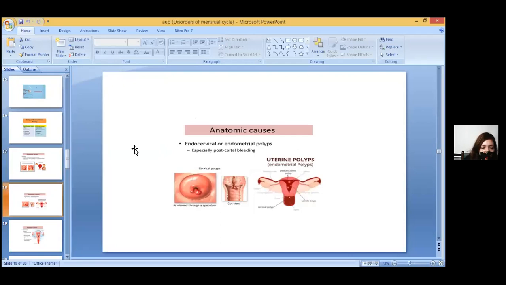Okay. Other anatomical causes are the endocervical or the endometrial polyps. So endocervical or endometrial polyp means there is an outgrowth of the tissue in the uterus or the cervix. The endometrial polyps, the polyps that are inside the endometrial lining, cannot be seen on the examination. They can only be seen by ultrasonography.